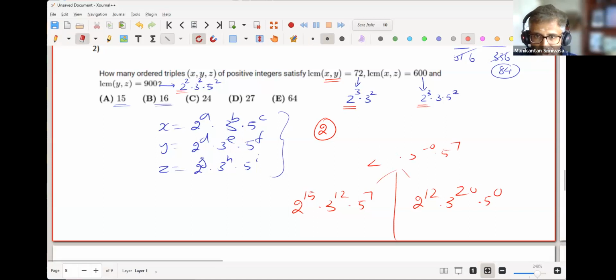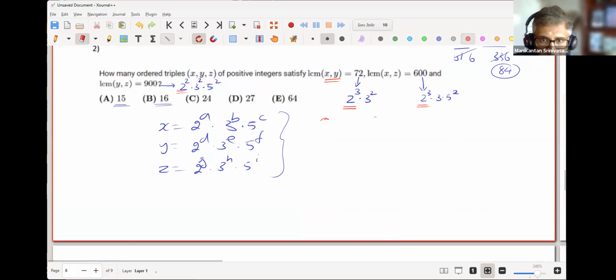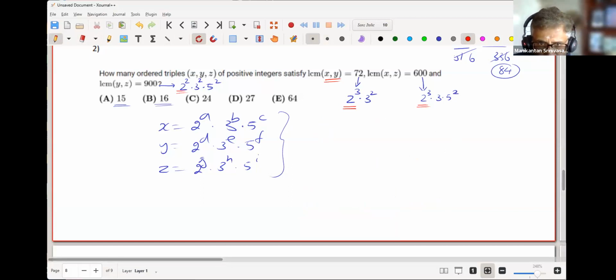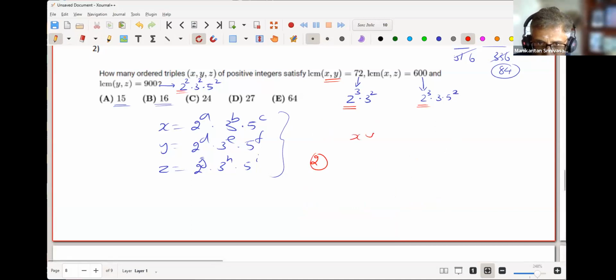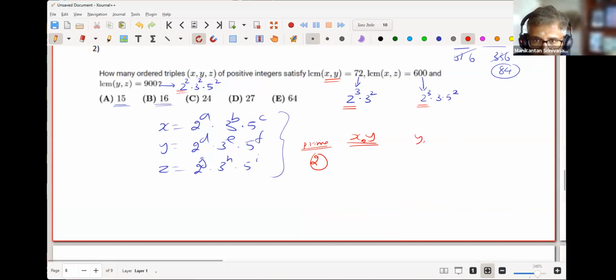Now, exact same story. Looking at the LCM of X and Y, exactly the same as what Sanvi was explaining, I'll just write it out like this. In X comma Y, this is the prime number 2. Now, X comma Z is the next one, X comma Z, and then Y comma Z.